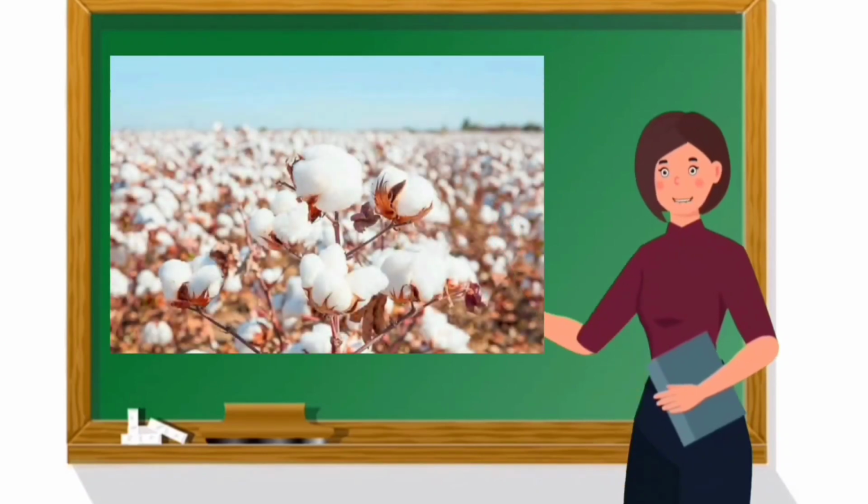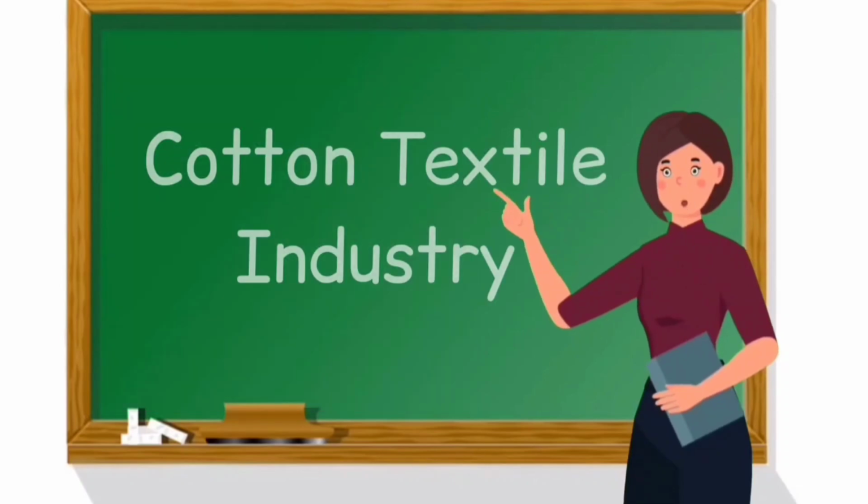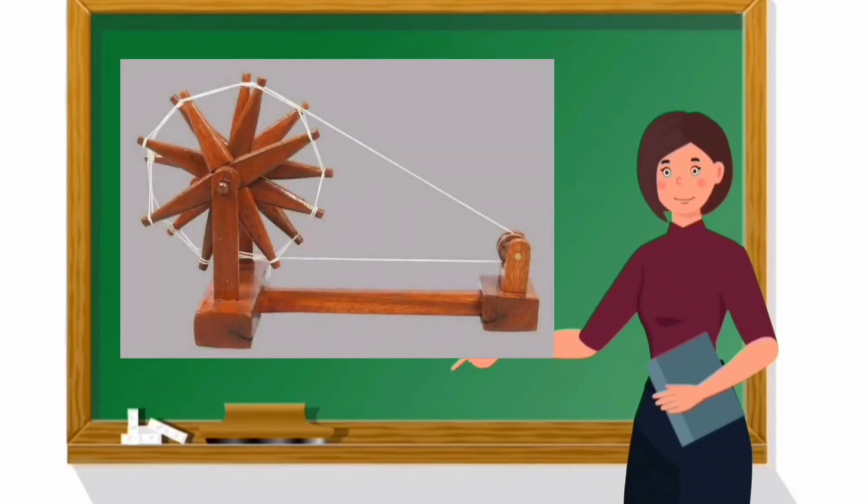Natural fibers are obtained from wool, silk, cotton, linen and jute. Man-made fibers include nylon, polyester, acrylic and rayon. The cotton textile industry is one of the oldest industries in the world. Till the Industrial Revolution in the 18th century, cotton cloth was made using hand spinning techniques.